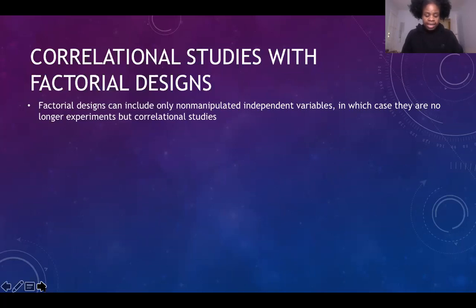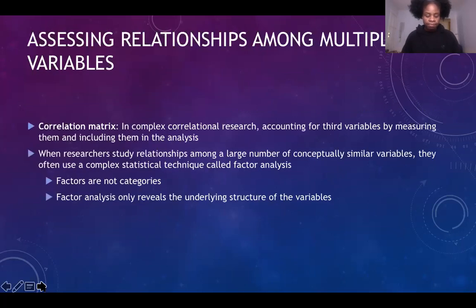Factorial designs can also include only non-manipulated independent variables, in which case they are no longer experiments, but correlational studies, okay? One must be cautious about inferring causality from correlational studies because of the directionality and third variable problems. We also refer to this as spuriousness, okay? Most complex correlational research, however, does not fit neatly into a factorial design.